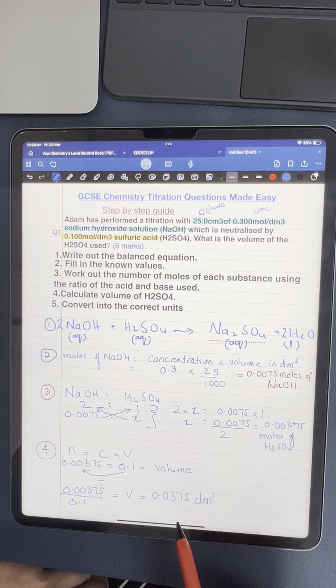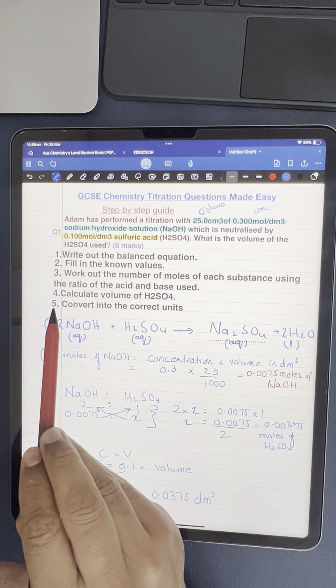Volume needs to be in cm³. So the step number 5 is convert into the correct units. So what I will do is, number 5, I will multiply 0.0375 times that by 1000, and that gives me 37.5 cm³. And in these 5 simple steps, I've finished this whole complicated question.